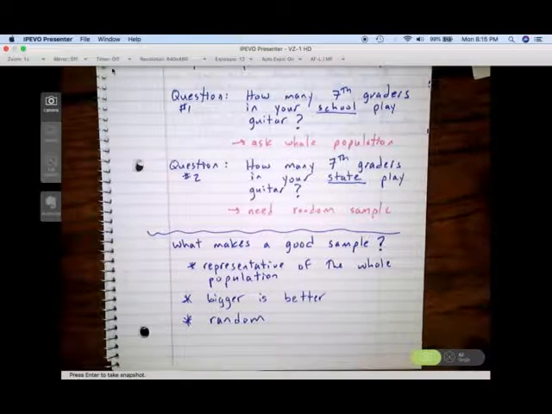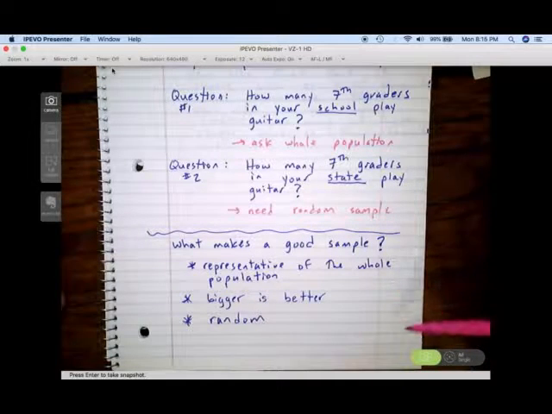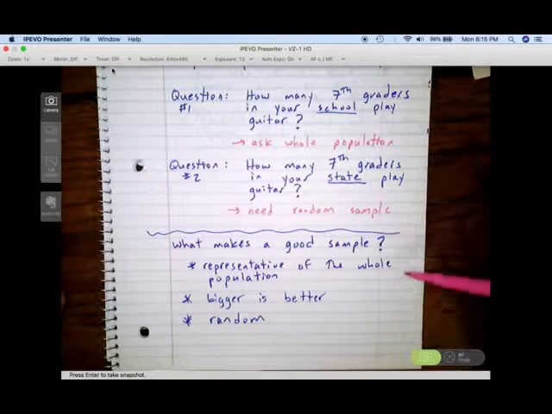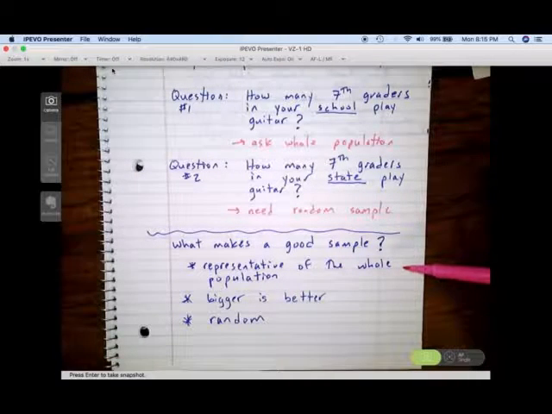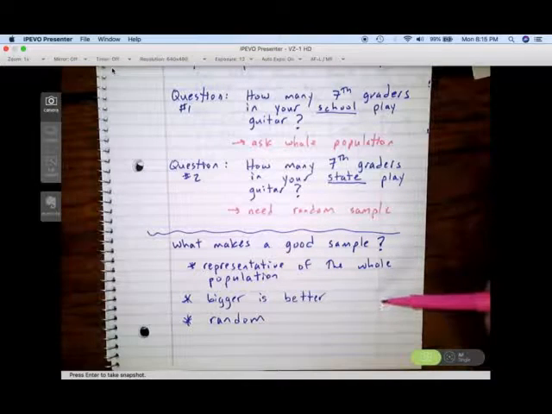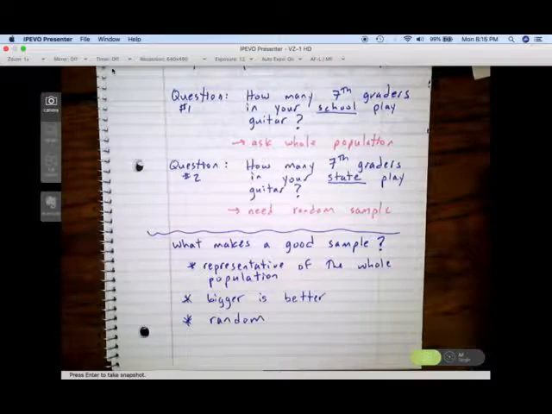Okay, I hope that makes sense, but you'll be asked to judge whether one sample is better than another on your assignment. So again, you want to consider these 3 things. You want to see if it represents the whole population, you want to choose one that's bigger than the other, and you want it to be randomly chosen.